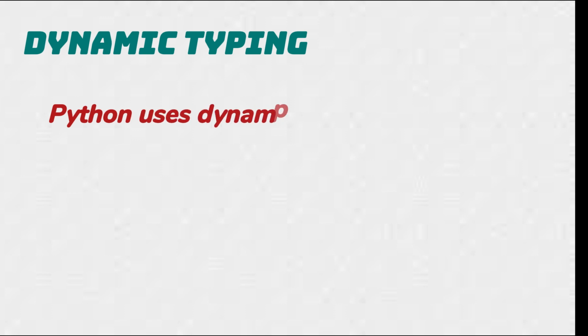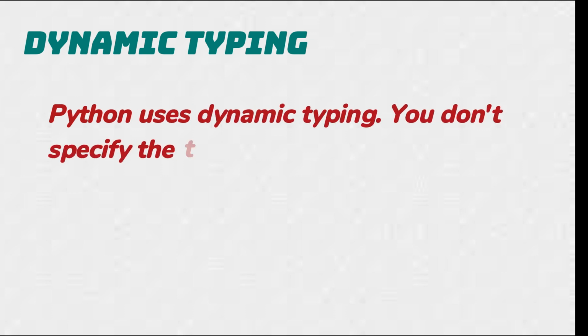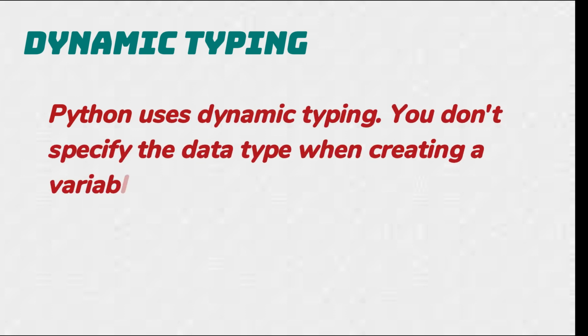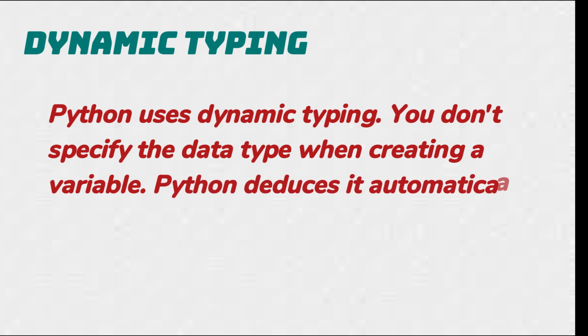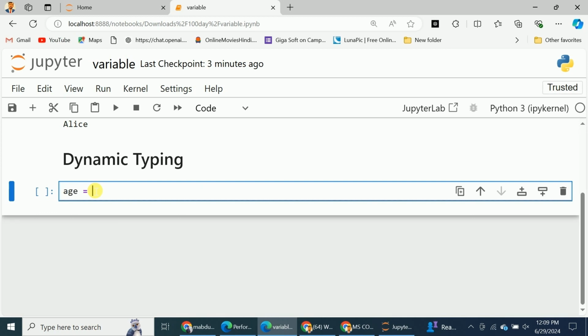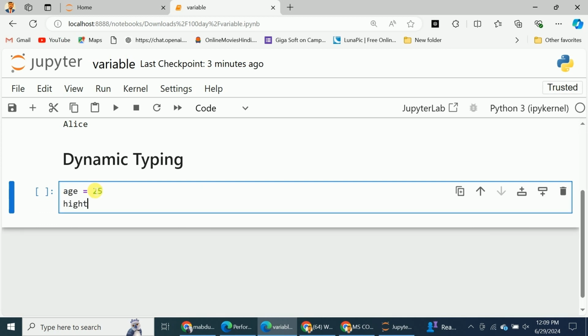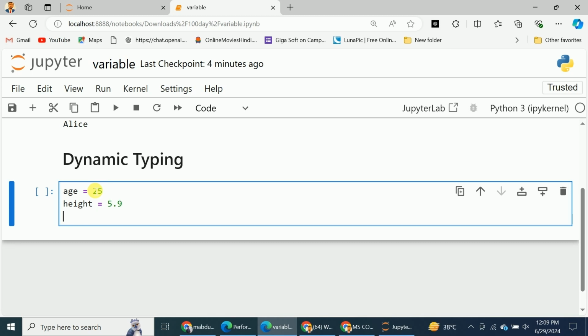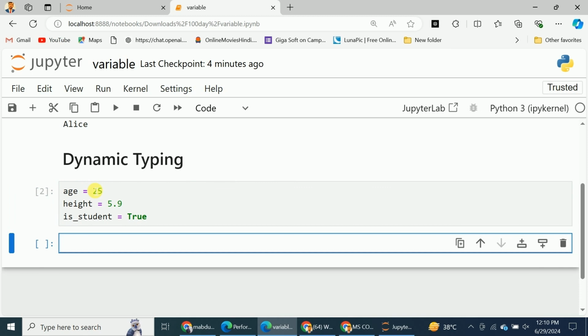Dynamic typing. Python uses dynamic typing. You don't specify the data type when creating a variable. Python deduces it automatically, like age = 25, height = 5.9, is_student = True. In contrast, languages like C or Java require static typing, where you must declare the data type.